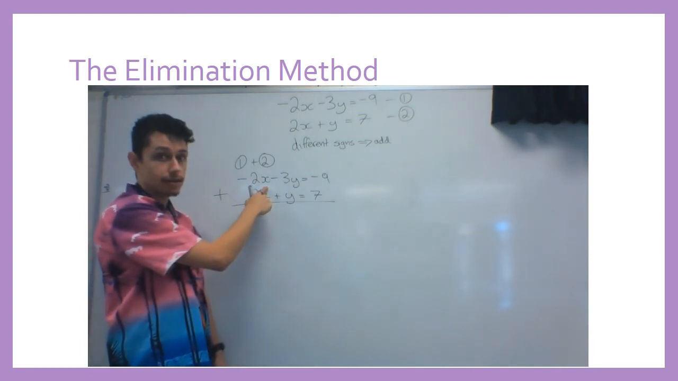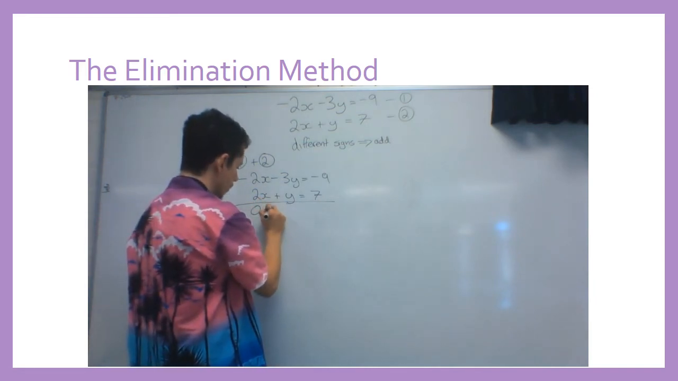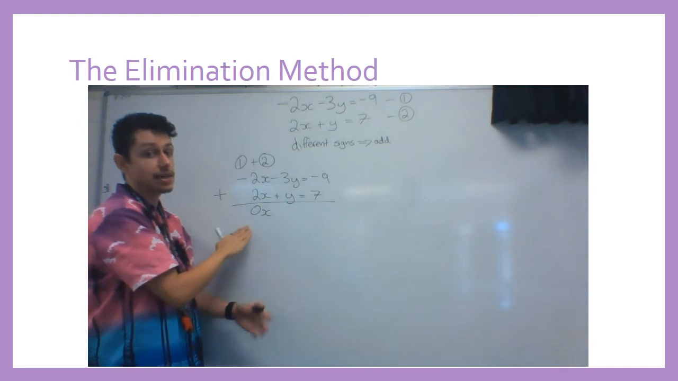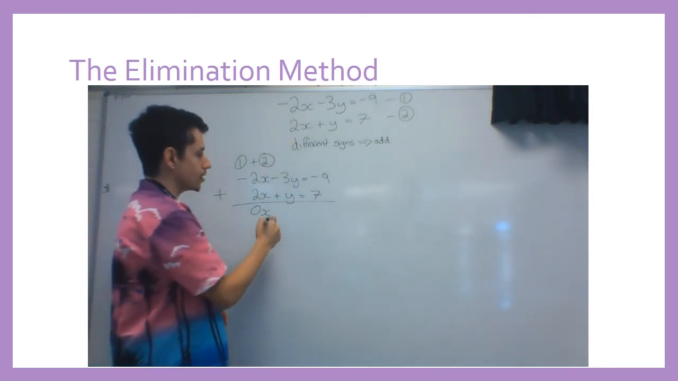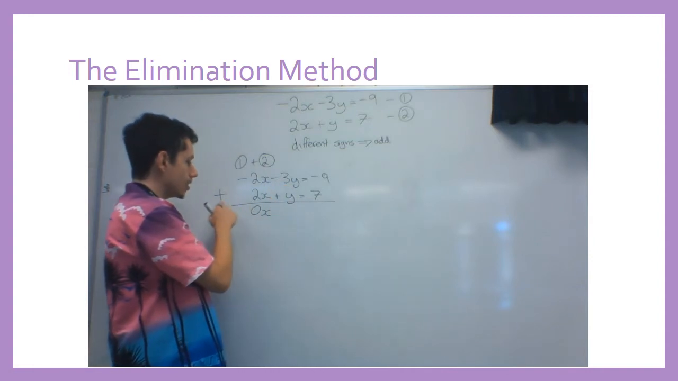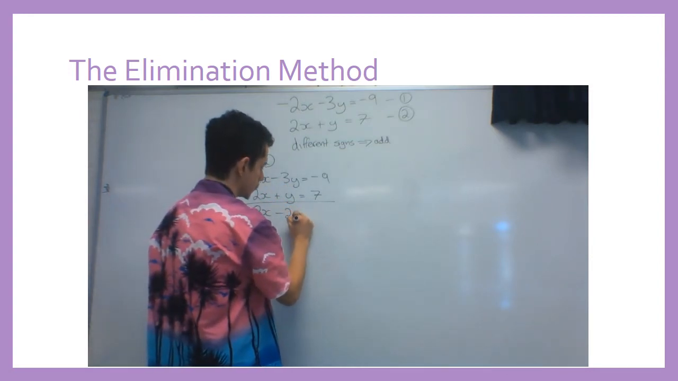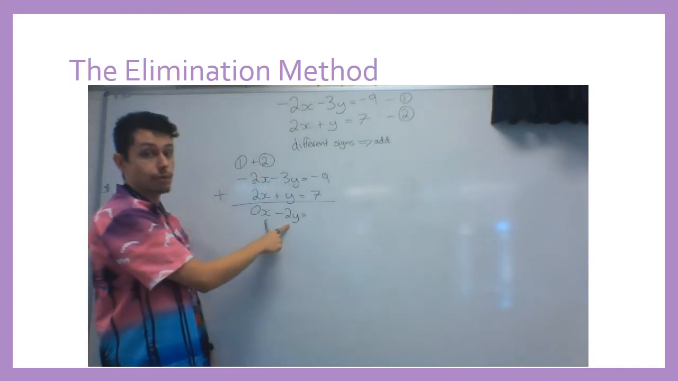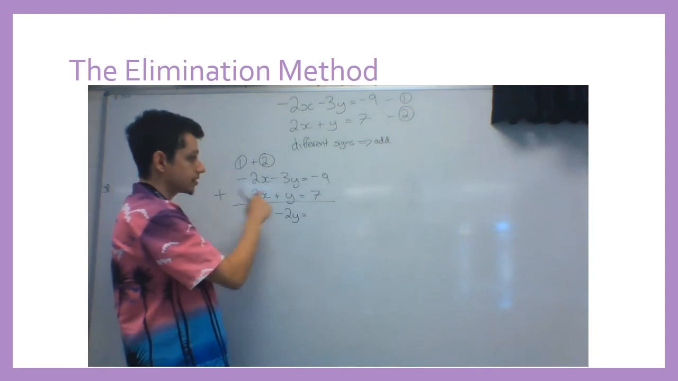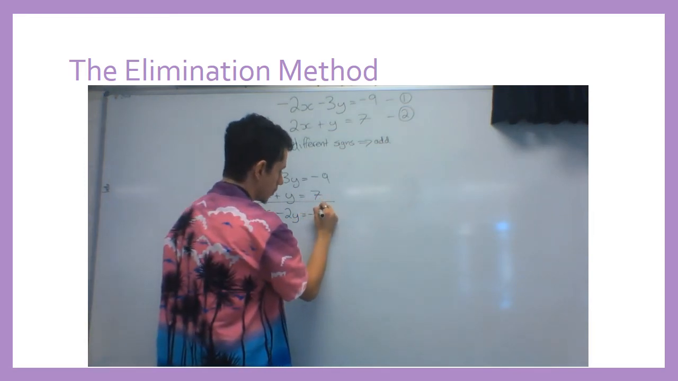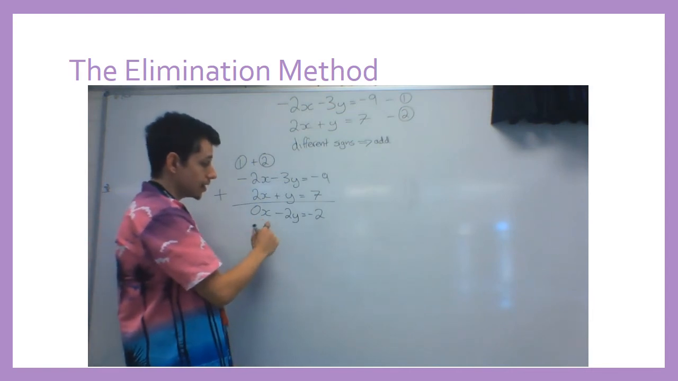Negative 2x plus 2x is 0x. It eliminates the x variable, which is the one we were looking at. So we're eliminating one of the variables. Negative 3y plus y is negative 2y. Now I keep my equal sign. Negative 9 plus 7 is negative 2. So now I've eliminated one of the variables.